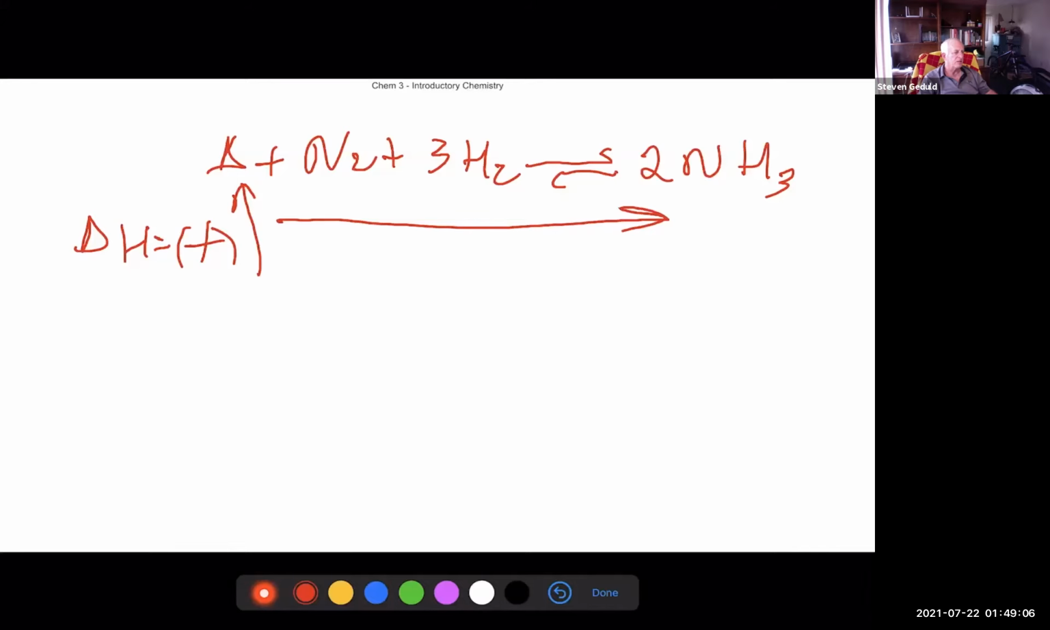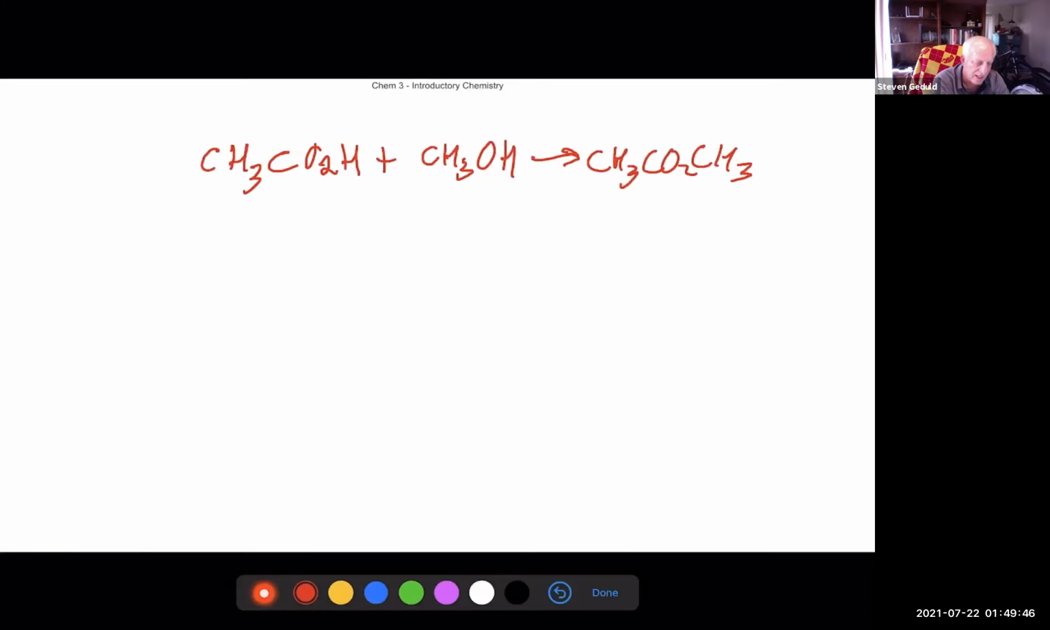Okay, let's see. Let's do a couple examples in your book here. If we had the reaction of ethanoic acid, CH3CO2H, plus methanol, goes to CH3CO2CH3, the ester, plus water.